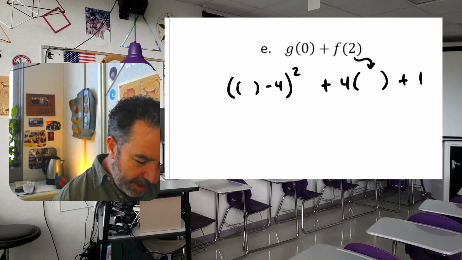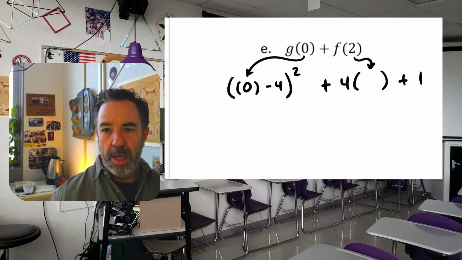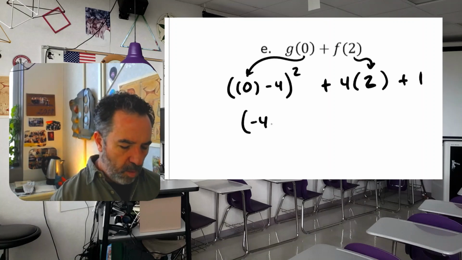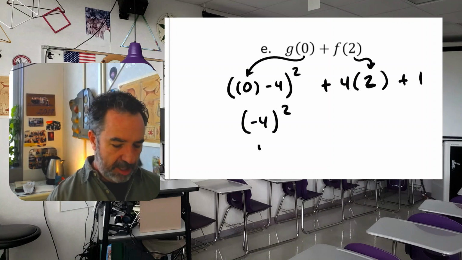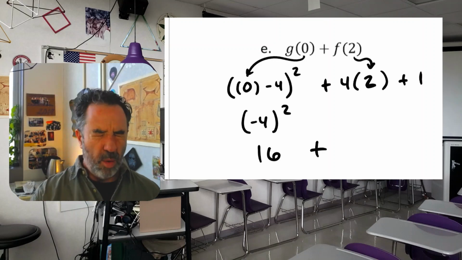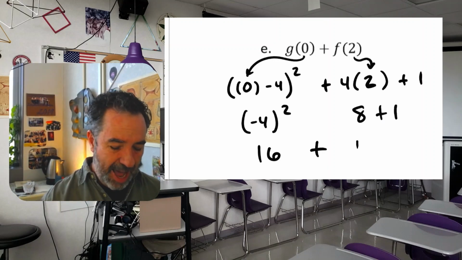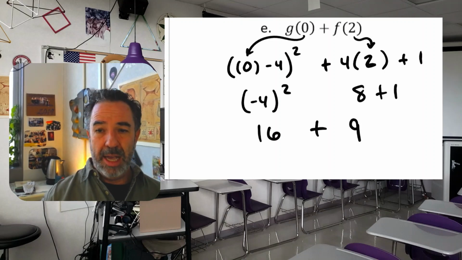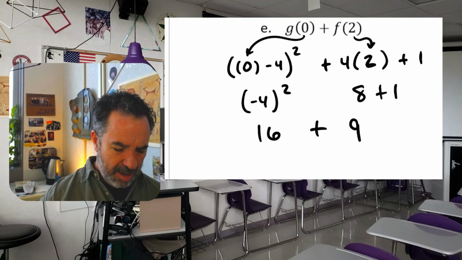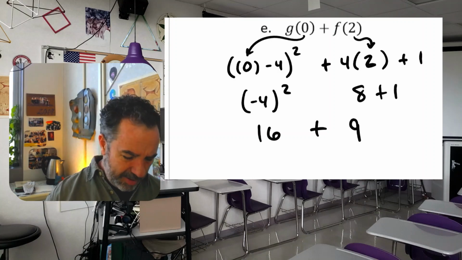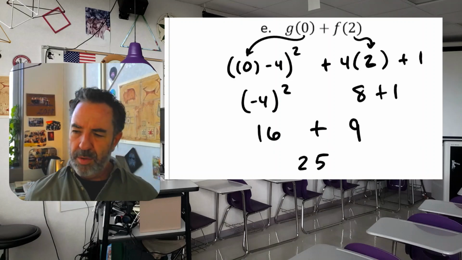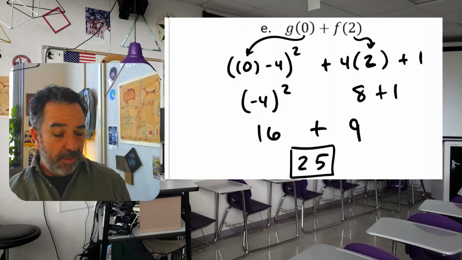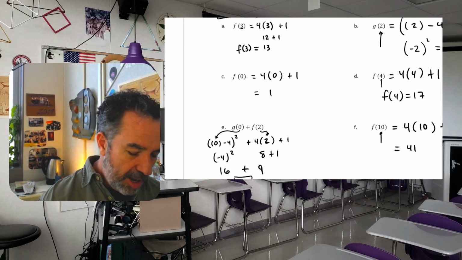So I'm going to place 0 into the function g, and I'm going to place 2 into the function f. When I plug 0 into g, it becomes negative 4 squared. Negative 4 times negative 4 is 16. And for the 2, 4 times 2 is 8, plus 1, I'm going to add 9. So 16 plus 9 is what I get when I add g of 0 and f of 2. It's 25. So g of 0 plus f of 2 is 25 when g and f are defined like this.